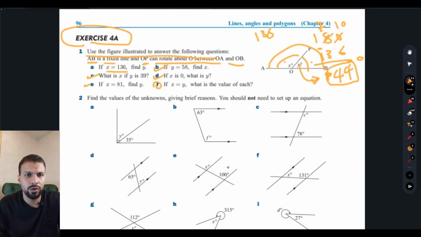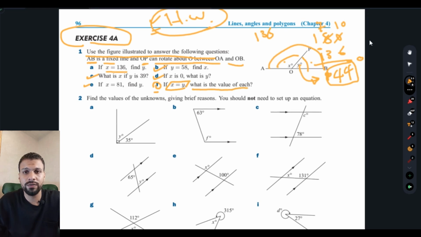Let's take F. The question has this sign, the right angle sign, for homework. Don't miss this point. The last one is so important, so I will solve it. If x equals y, what is the value of each? That means I have 180, and because the two are equal, I will divide by 2. Then 180 divided by 2 equals 90. Then x equals y equals 90. Thank you so much.